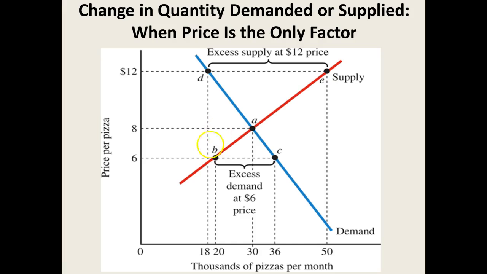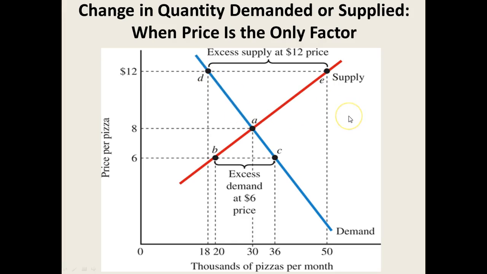That is where the quantity demanded of 30,000 pizzas meets the quantity supplied of 30,000 pizzas at the price of $8. So what this tells us is that at $8, producers are willing to supply, looking at the supply curve, 30,000 pizzas, and demanders or consumers are willing to buy, looking at the demand curve, 30,000 pizzas per month.